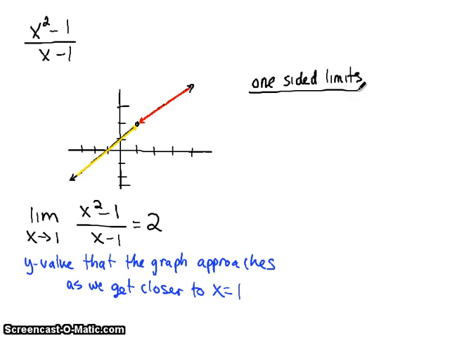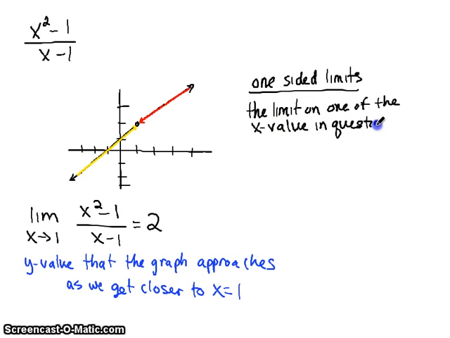And those are exactly as they sound. It's just the limit on one side of the x value in question. How we would write that for the yellow one, we would say the limit as x approaches 2, and we're going to put a little plus sign, like a power, of 2. Oh, I have that backward, I'm sorry. We're coming from the left-hand side.